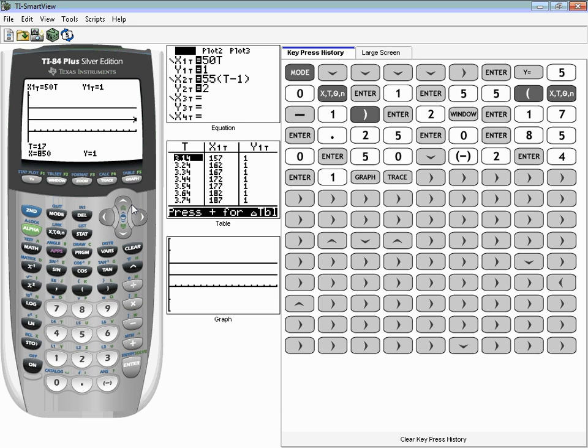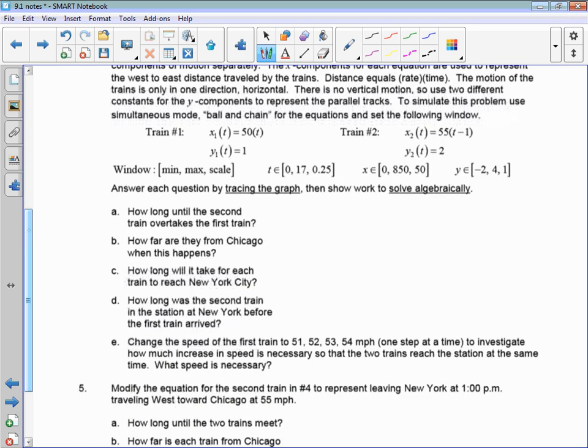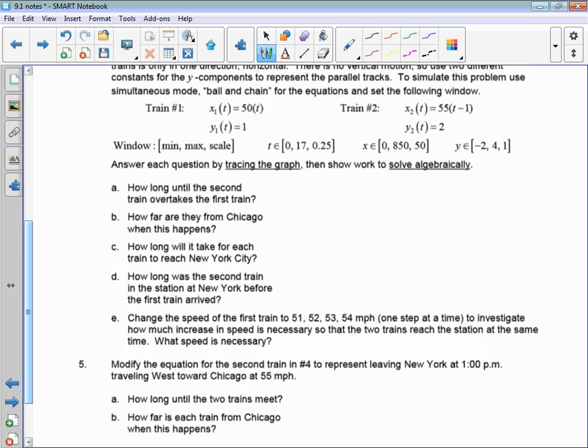All right, so let's go back and look at some of these algebraically now. Are you getting between 51 and 52? 52 is just a little too fast, 51's a little too slow. Okay, so let's do part A here. Algebraically, how long until the second train overtakes the first train? What I'm looking at is how long until they equal each other, until they're at the same distance. So algebraically, you're setting 50t equal to 55 times t minus 1, and I'm going to distribute this, making it 55t minus 55. If you solve that, negative 5t equals negative 55. t equals 11. Isn't that what we got from our graph? 11 hours, yeah.